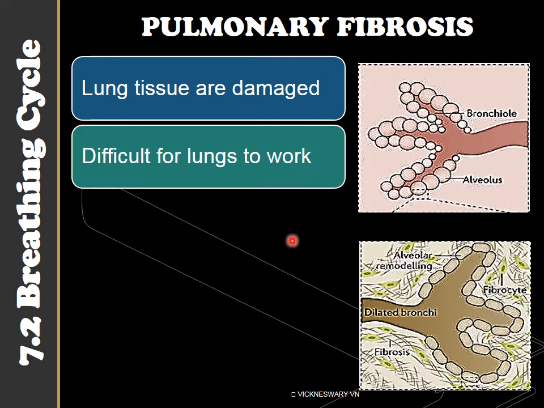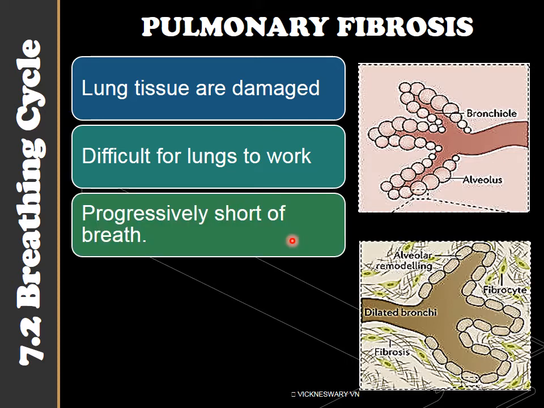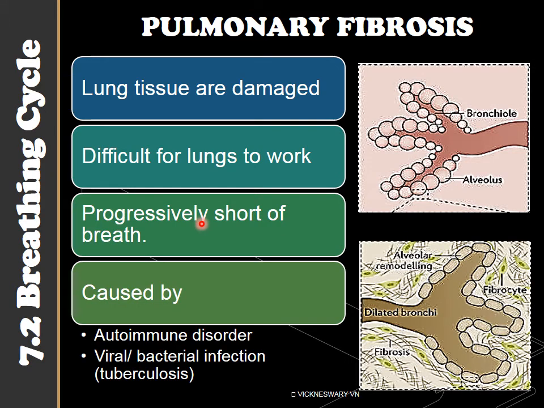So, when the lung tissues are damaged, the lungs find difficulty to work efficiently, and therefore the patient will have progressively shortness of breath. So that means the shortness of breath is that they are unable to breathe normally, but this is a progressive disease. That means slowly their lungs begin to weaken. Now this happens because of an autoimmune disorder.